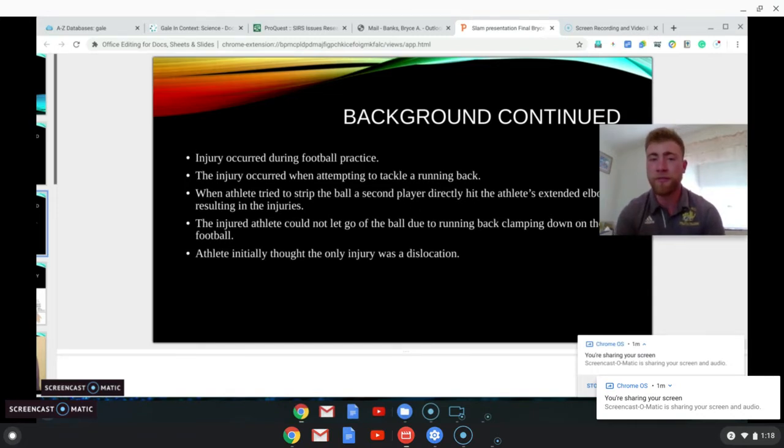A little bit more background information. The injury occurred during football practice. The athlete was going to tackle a running back and strip the football, but upon attempting to strip the football, the running back grasped down on the defensive outside backer's hand, making his arm stuck in an extended motion. Whenever this happened, a second defensive player came in and hit the outside of his elbow, opening up that medial joint space, resulting in the injuries.